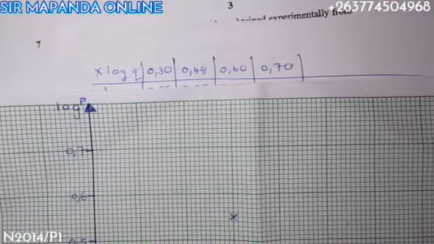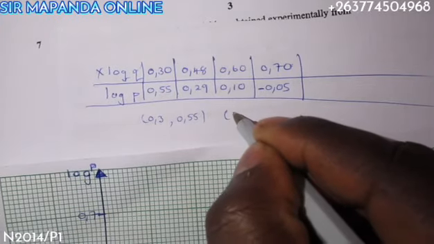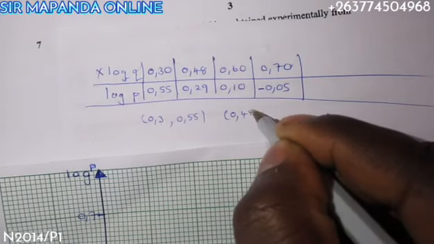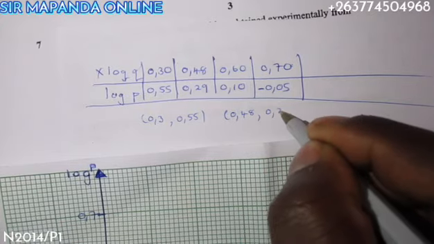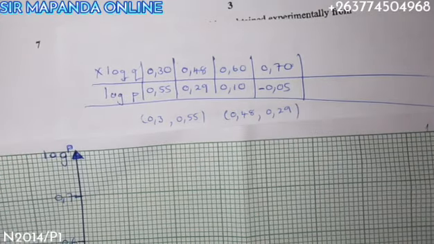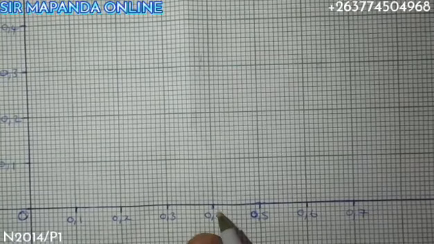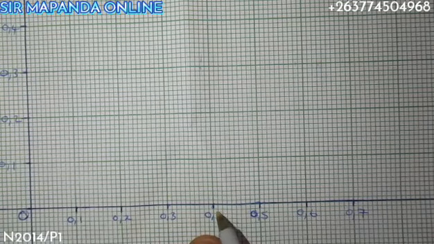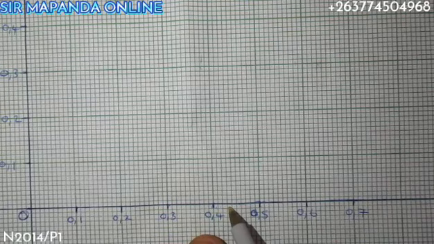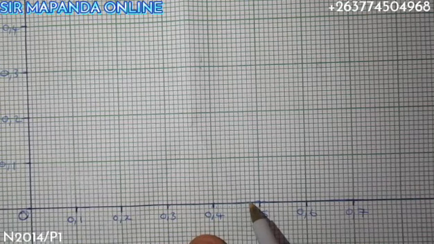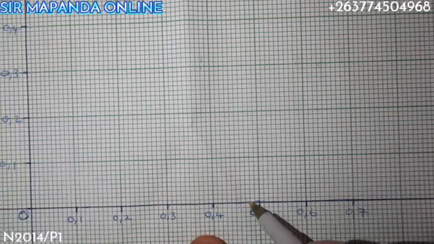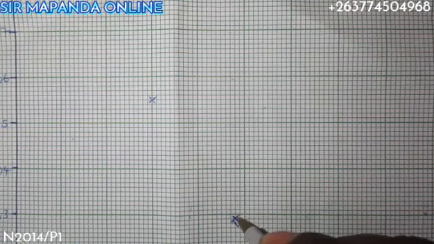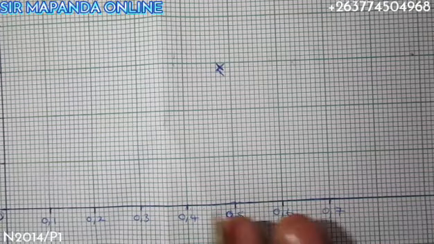Then we move on to the next. You have 0.48 against 0.29. So for 0.48, you have 8 small boxes in front of 0.4. 1, 2, 3, 4, 5, 6, 7, 8 here against 0.29. So we need how many boxes? 9 boxes above 0.2. You have 9 boxes. Then we move on to the next.